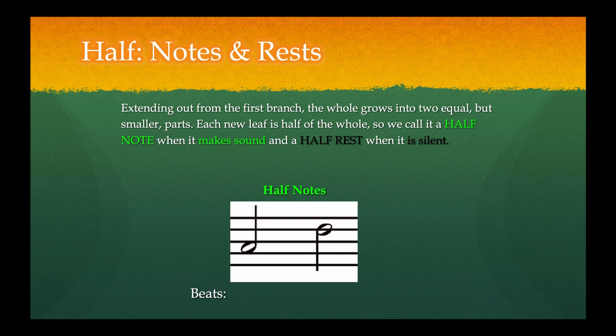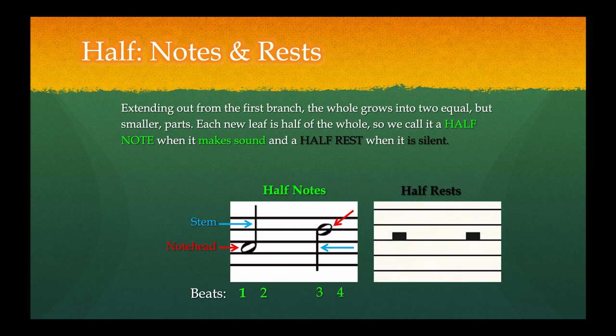These are what half notes look like. You'll notice that half notes have a stem and a note head. Half notes get 2 beats each. The first half note in a measure, 1, 2, and the second half note, 3, 4.